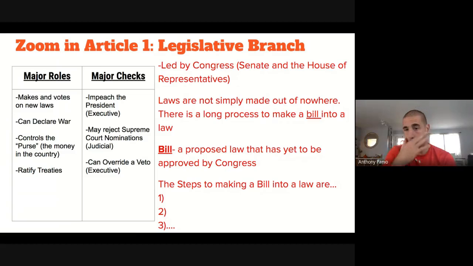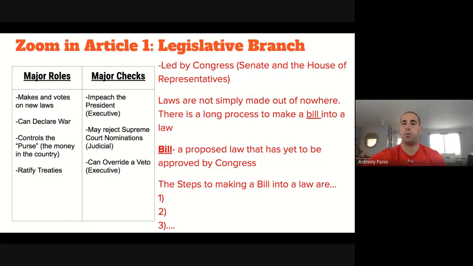Back in history, usually the biggest people to propose bills were the president and the people in the legislative branch. But a bill is a proposed law that is yet to be approved by Congress. A lot of bills get proposed, very few become laws. But it's the legislative branch's job to go through that and make sure that the bills come into play.